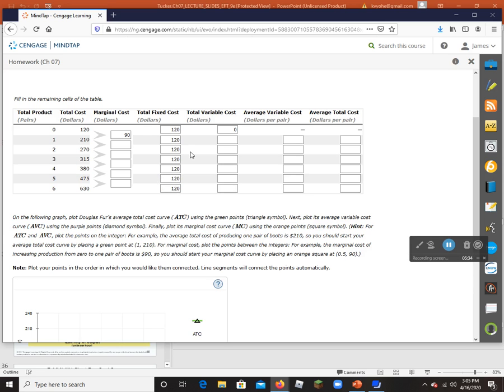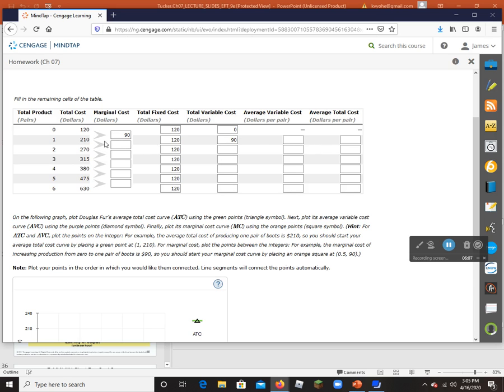Okay. Now, total variable costs. Those are the difference between total cost and total fixed costs. So at 1 unit of output, we have $210 in total cost. 120 of those are fixed. What's left over? In this case, $90. Now remember, we do the marginal cost in between the two numbers. Everything else falls on the number.